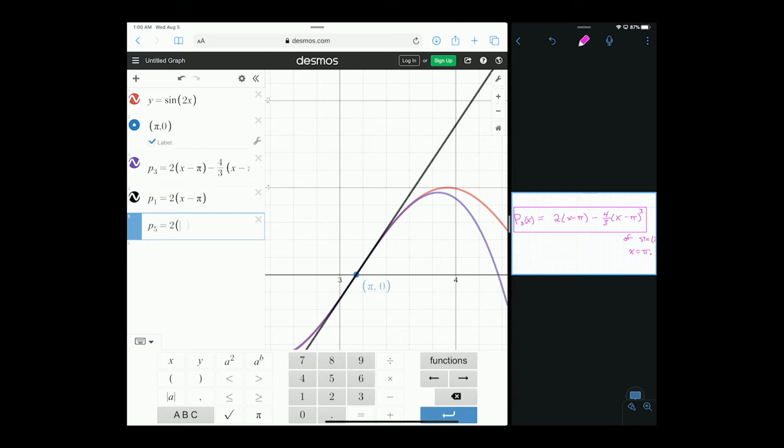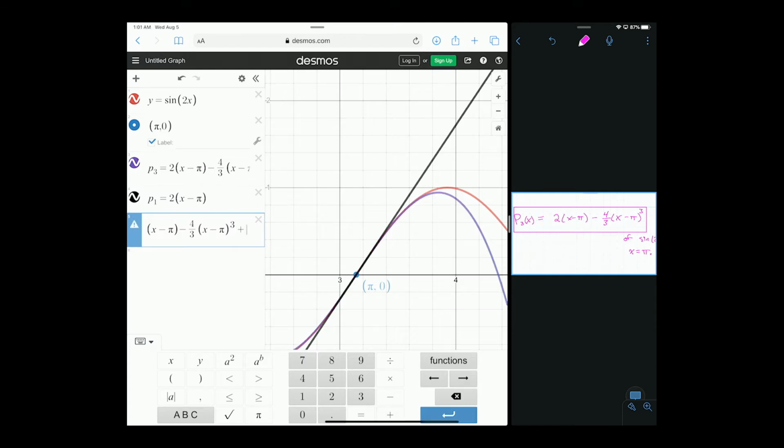So it would be 2 parentheses x minus pi minus 4 over 3 parentheses x minus pi close parentheses cubed. Right, so I have a third degree polynomial. If you add the next one, I'll have to think about it.